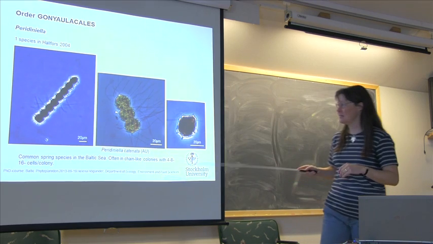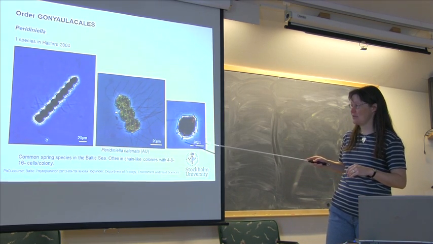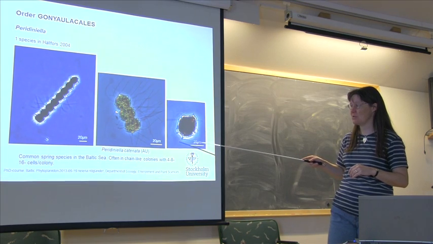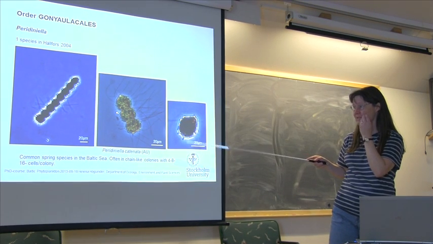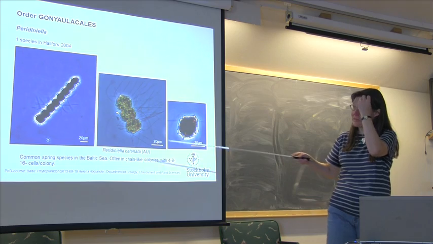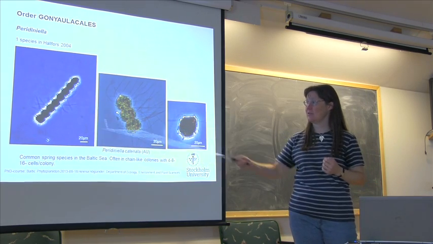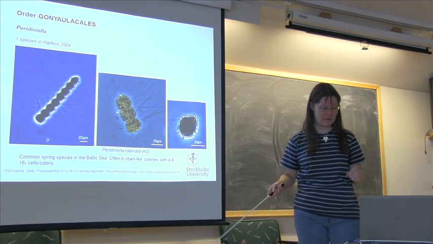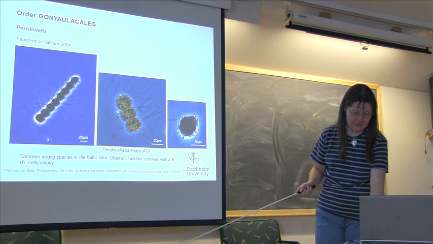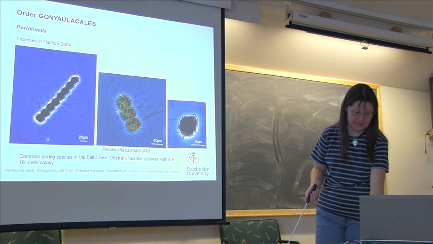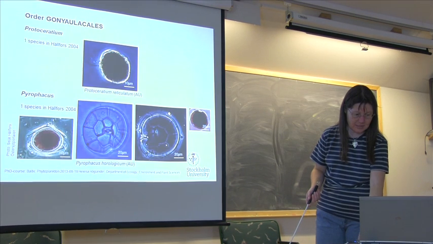And this is what the single cells can look like. Especially at the end of the bloom, you can see more of the spring bloom. You can see more single cell species. But it's common that they are arranged in colonies, and usually 4 and 4 groups. And this is one of the main actors and important for the biomass during the springtime in the Baltic.